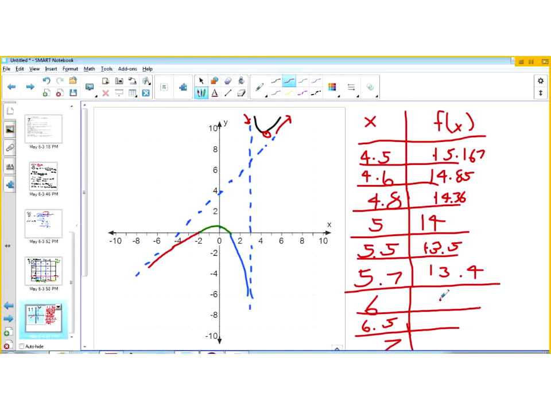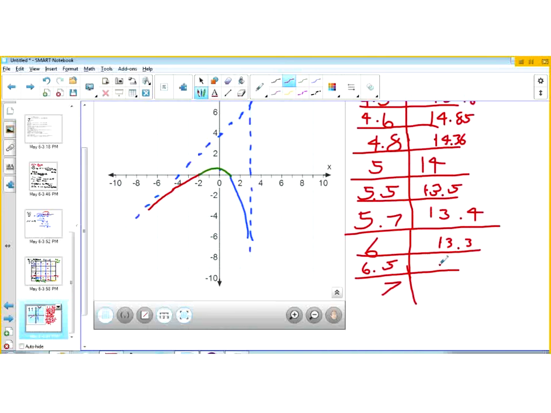So what is f of 6? So 36 plus 6 minus 2, I'm using my calculator, divided by 3. 13.33. Yeah, so we're leveling out now. Looks like we're leveling out.